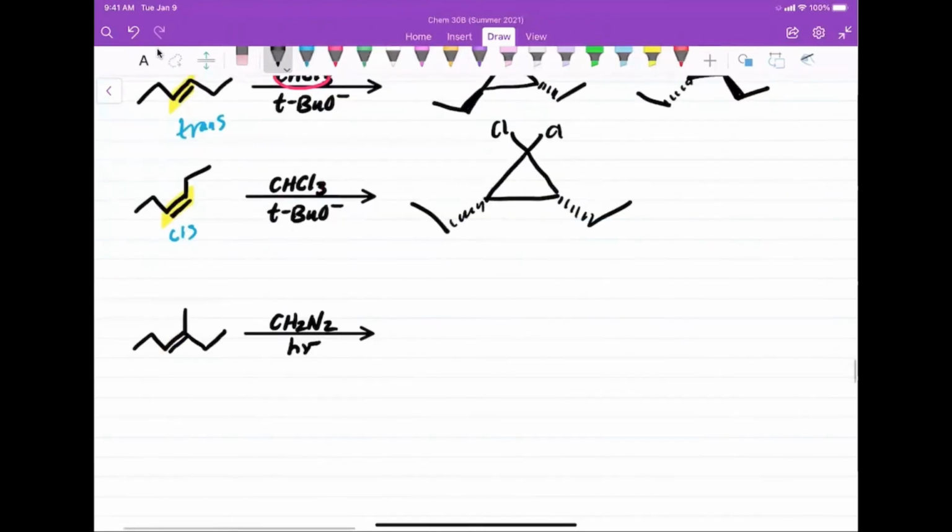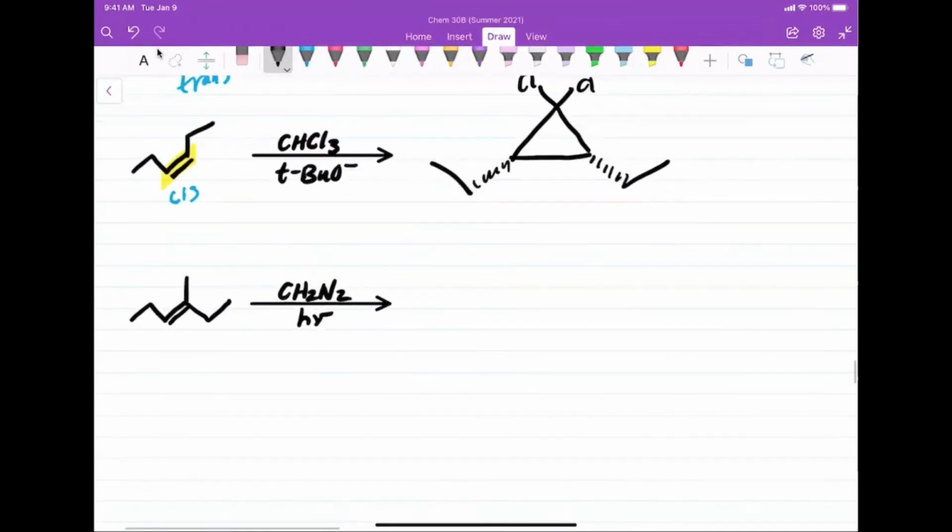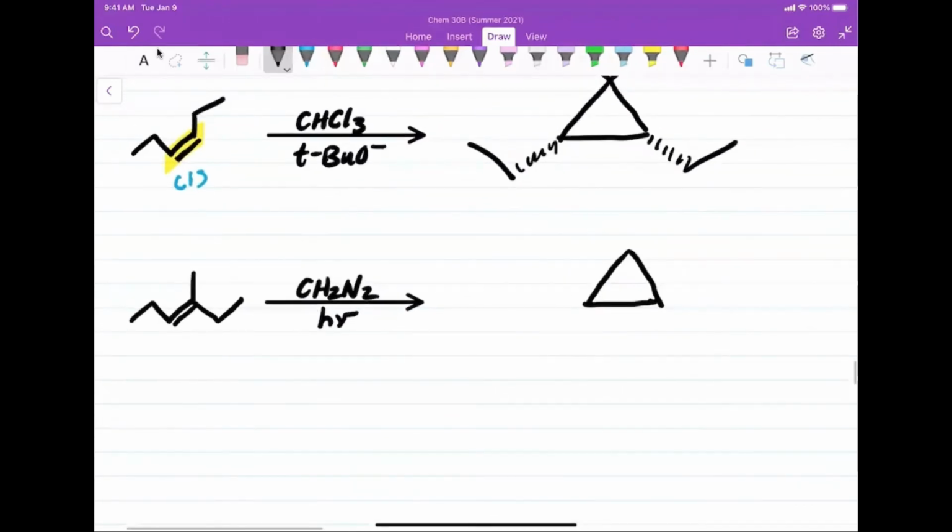Okay, the next one is diazomethane. So this one is just adding the CH2 group to make the cyclopropane ring without chlorines on it. So I'm going to do the same thing I did before. I'm going to put the 3-membered ring in the plane. And then I'm going to look at the relative geometry of the substituents in the alkene starting material and then fill in the stereochemistry accordingly.